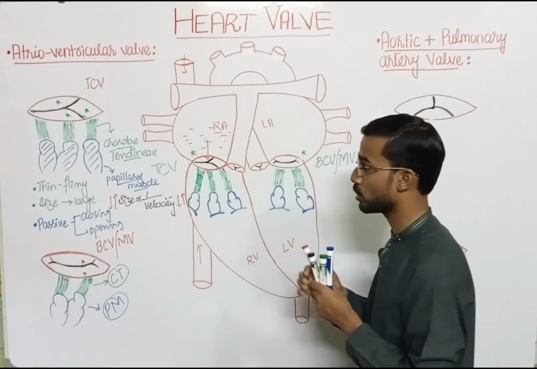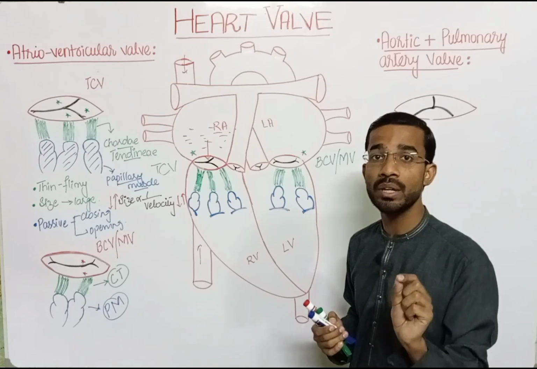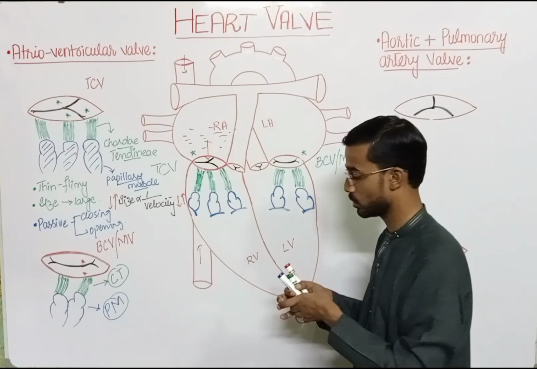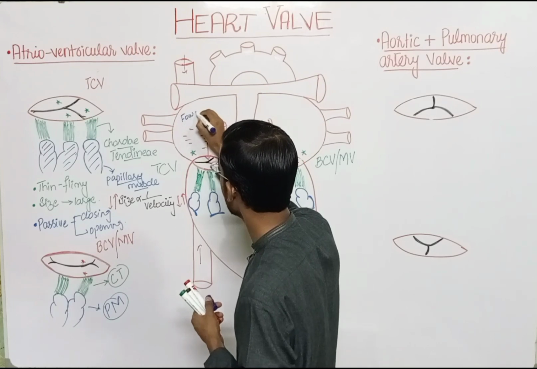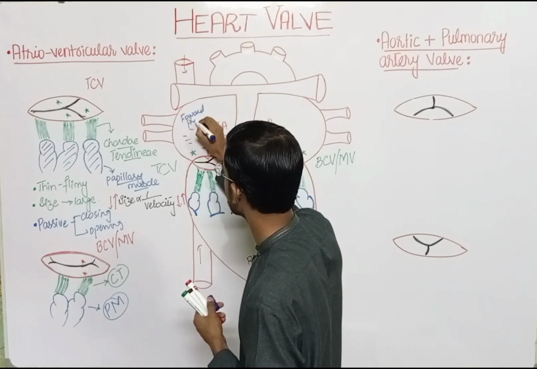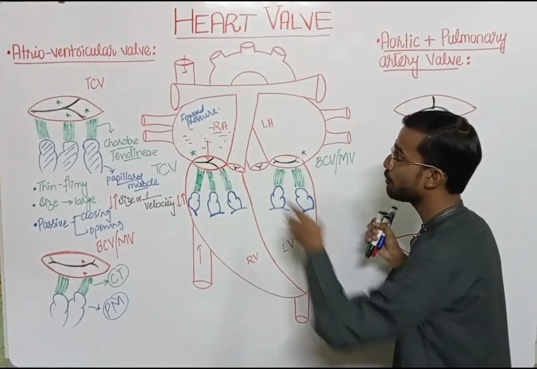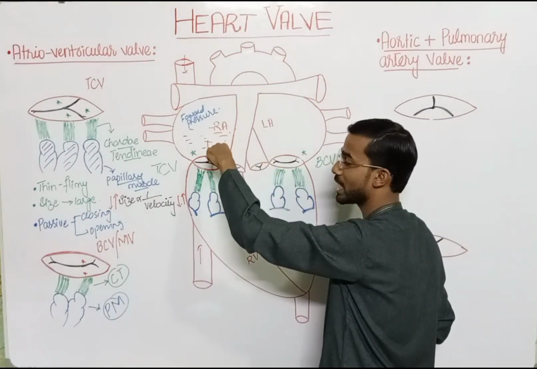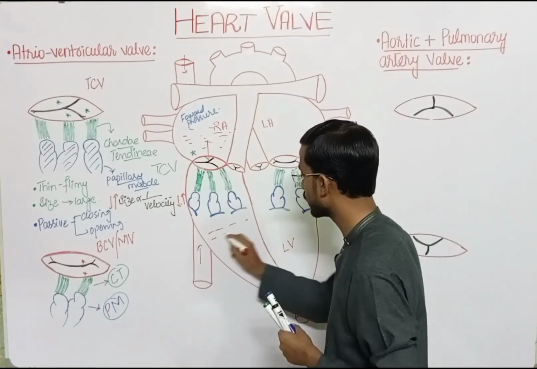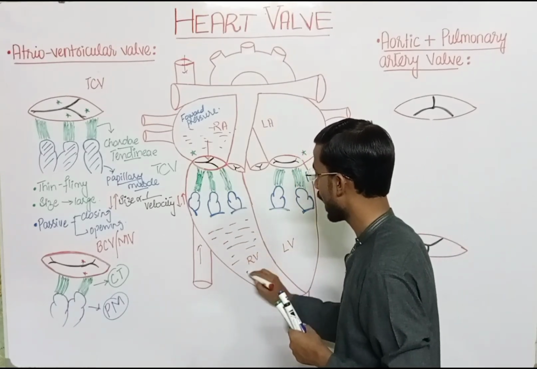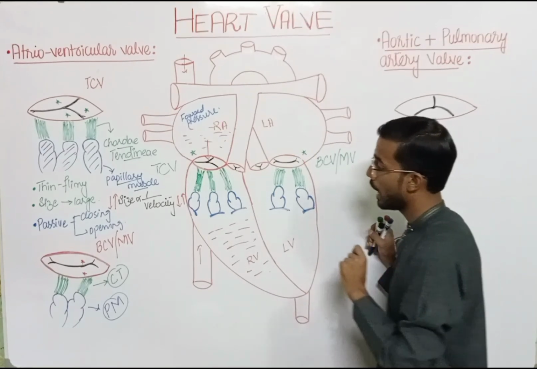So this point is very much important. Opening of the valve is due to the forward pressure. So it exerts the forward pressure. So this is the important point. When the forward pressure is exerted on the tricuspid valve, it opens and the blood starts entering into the right ventricle. Okay, this is the situation.